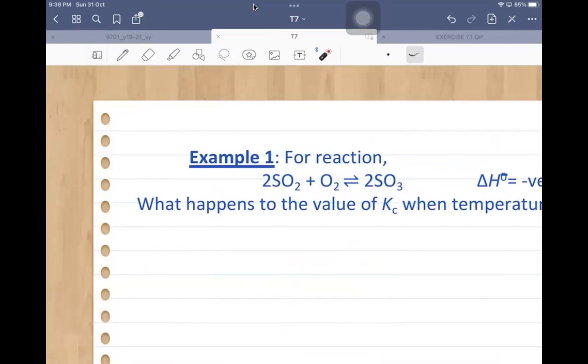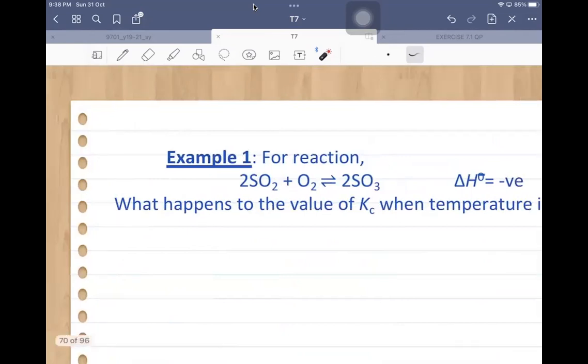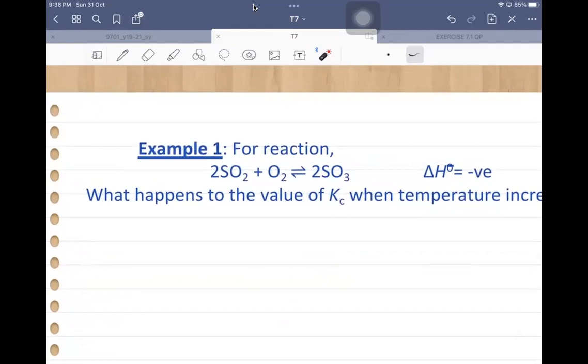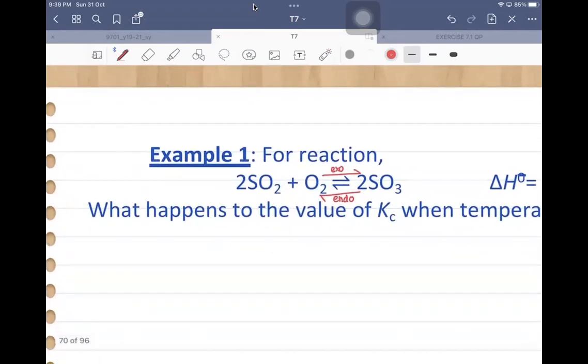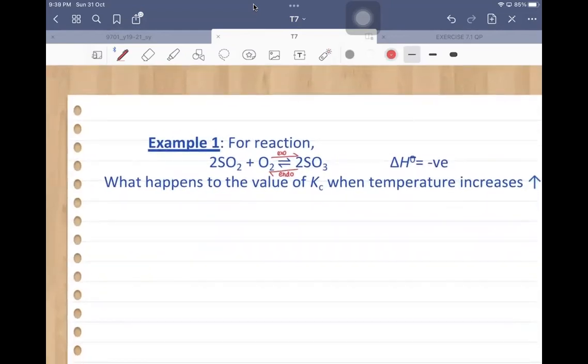Okay, next we're going to look at an example. This time we have a system of sulfur dioxide reacting with oxygen to form sulfur trioxide. So this is the dynamic equilibrium system for the production of sulfuric acid, the contact process, okay? And the enthalpy change of this reaction is negative. That means forward, it's exothermic, and backwards is endothermic, right? What happens to the value of Kc when temperature is increased? Okay, let's have a look.